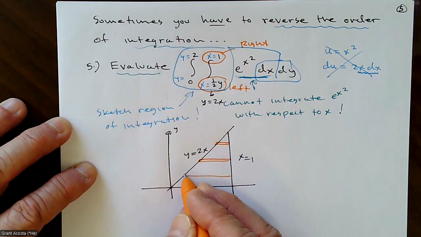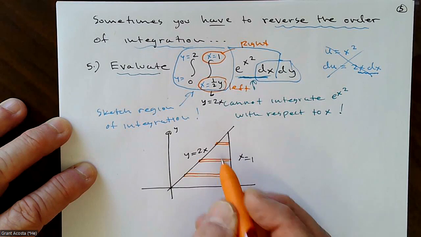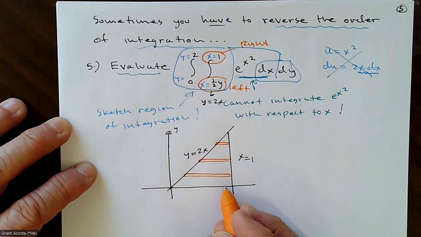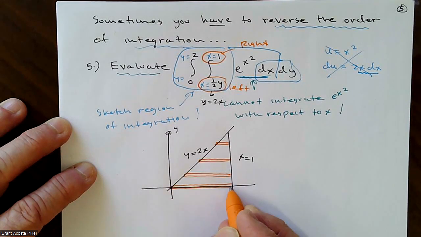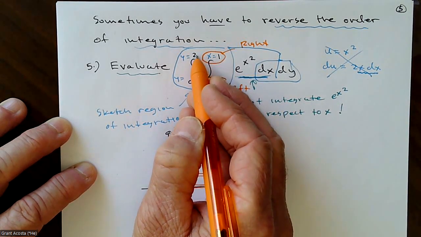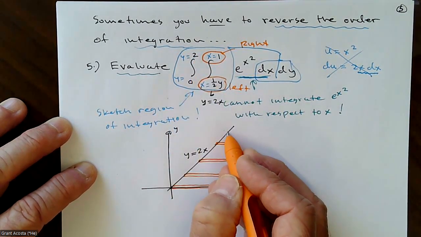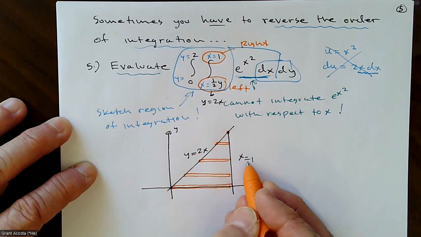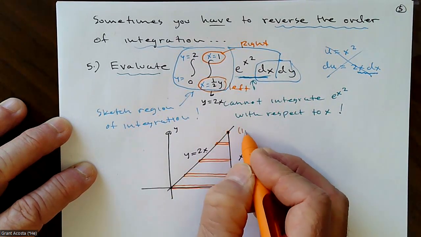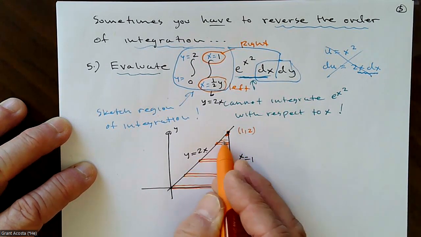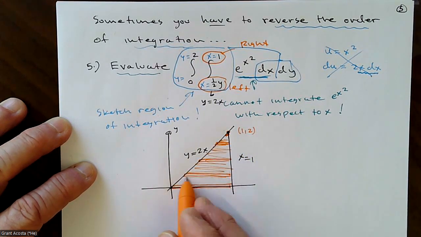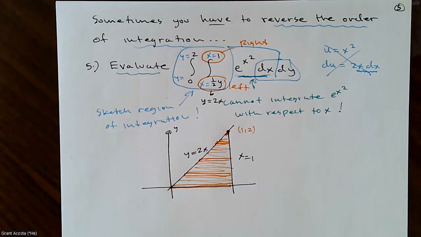And now let's check to make sure what our bounds for y are. This says our lowest rectangle should be y equals 0. Well, that kind of makes sense. That's right here at the bottom of this triangle. And the highest one should be at y equals 2. But notice this point right here, if you plug in 1 for x, that point is y equals 2. So my highest one is right there. So in other words, this triangle is my region of integration.